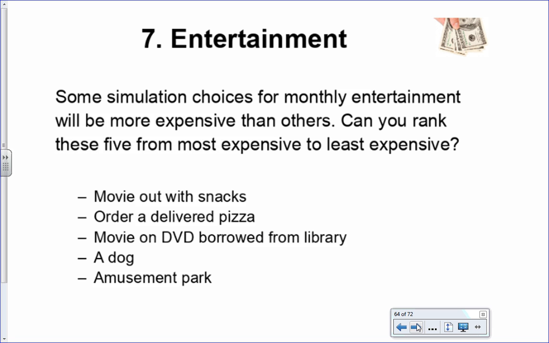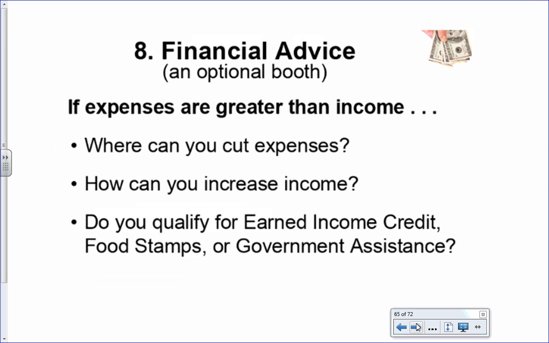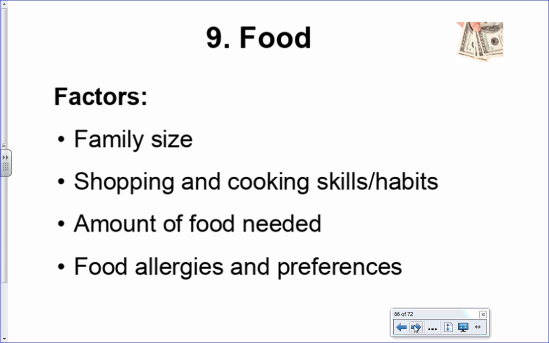Do I go to the movies, get pizza, watch movies, have a dog, maybe I like to go to thrill parks. Okay, financial advice. This is an optional booth, but maybe my expenses, my needs, are more than my income. So they'll help me figure out where I can cut my expenses. Food factors: how big my family is. Do I like to cook? Do I go out to eat? The amount of food I need.